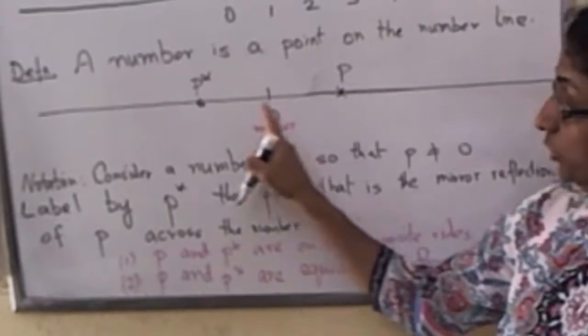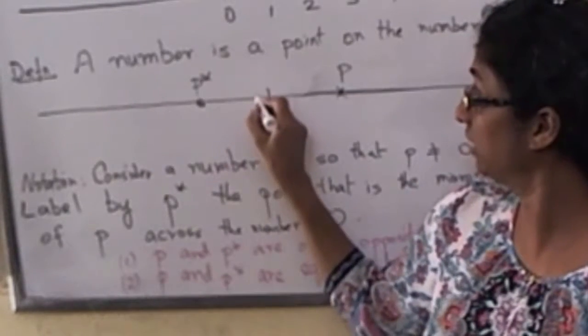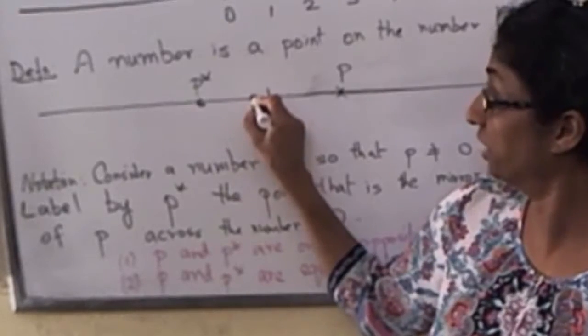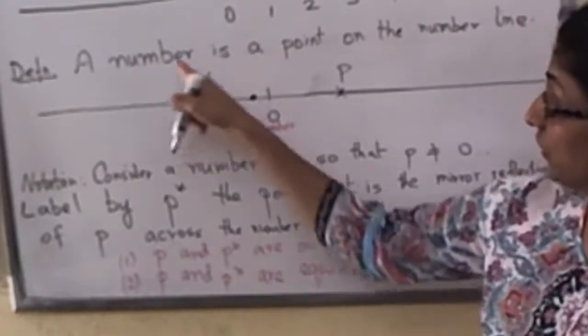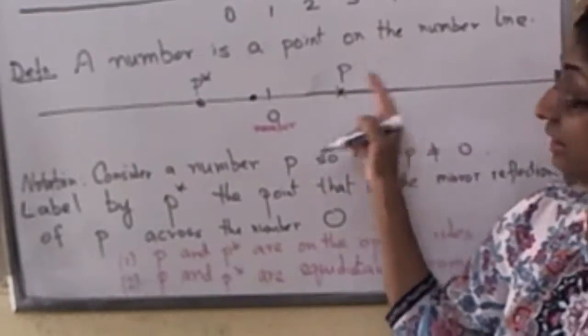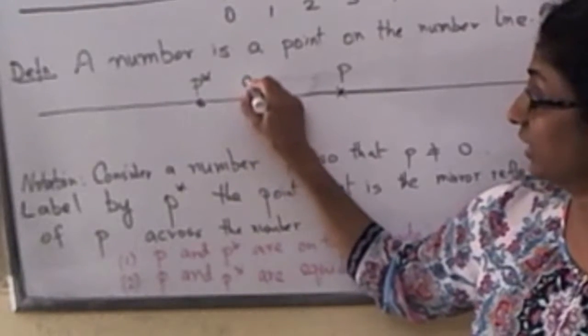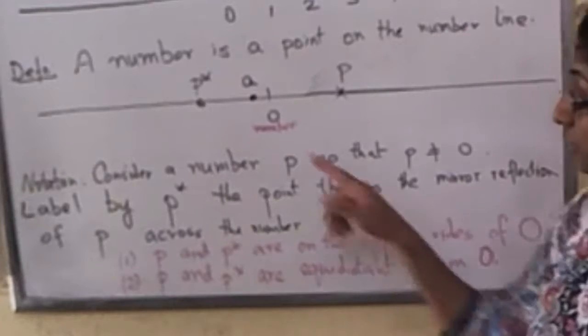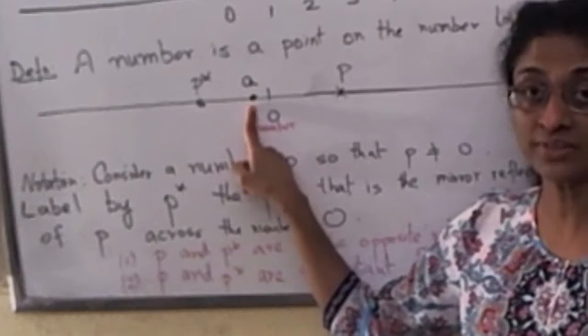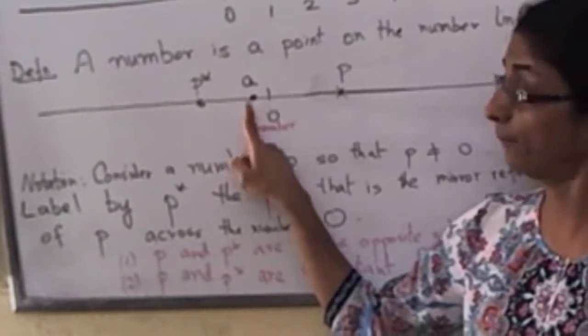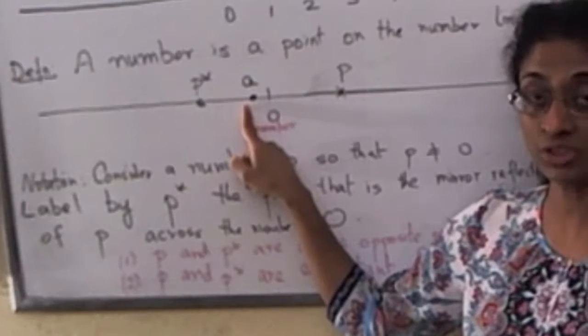So similarly, if I were to pick another point, let's say I pick this point, and that point is a number, because a number is a point on the number line, and every point on the number line is a number. Let's say that point's name is A. Just knowing this point gives us a way to label another point that's related to A, which is that point.